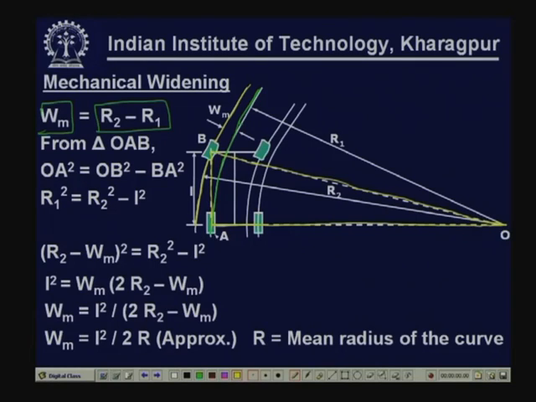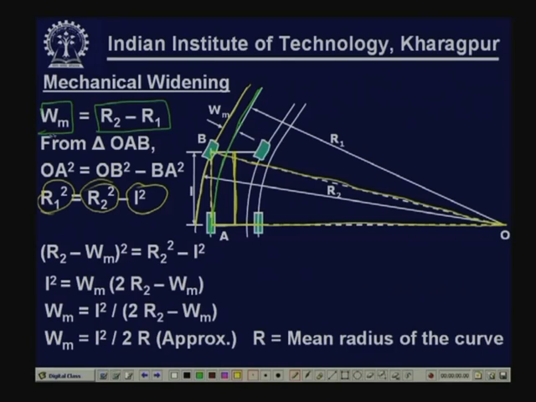Now, OA square is nothing but R1 square, because OA is the radius of the curve considering the path traced by the outer rear wheels. Similarly, OB is R2, the radius of the path traced by the outer front wheels, so this is R2 square. And AB is the length of the wheelbase, L. Therefore, R1 square equals R2 square minus L square.